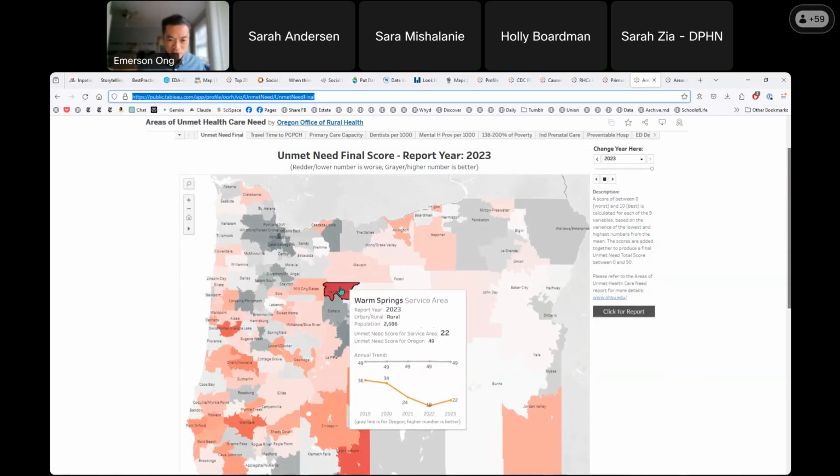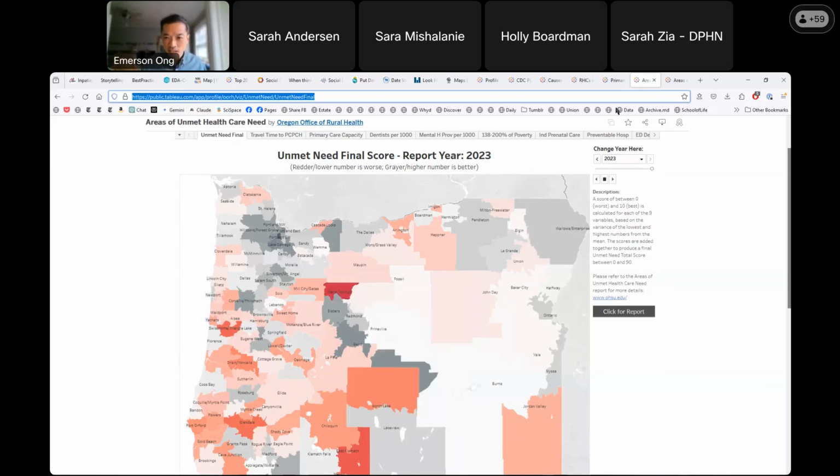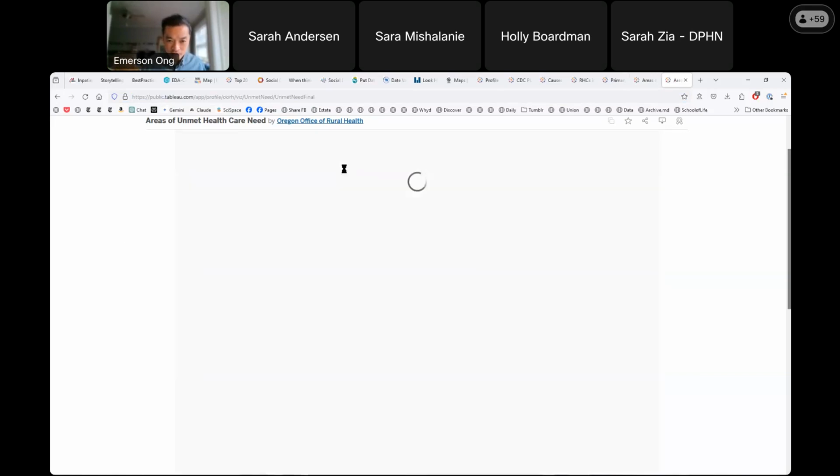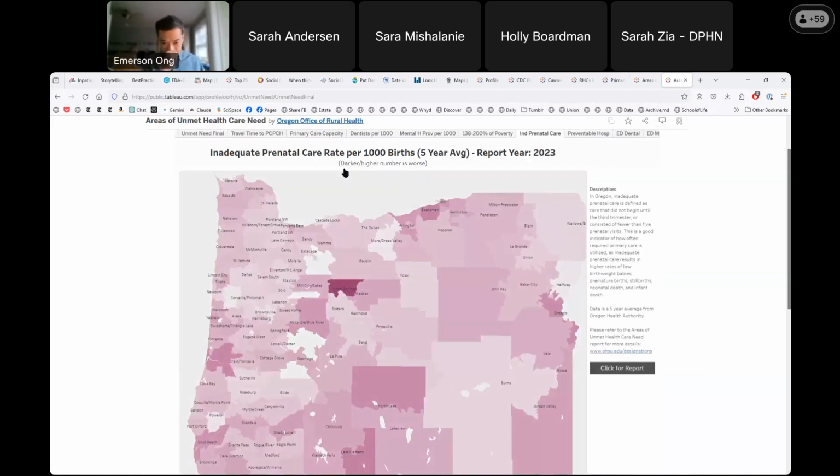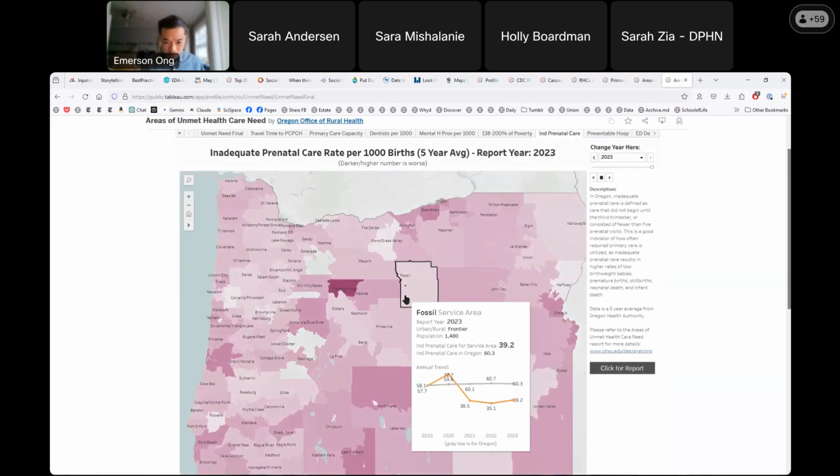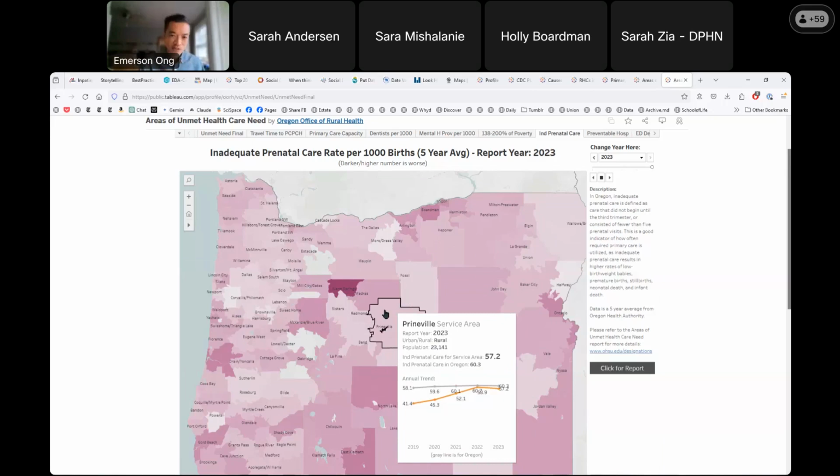When you hover over a service area, it gives you their score for the past 5 years compared to the state as a whole. And that's the same thing for the other variables. I'm going to click on this one, inadequate prenatal care per 1,000 births, and the line graph will show you their results for the past 5 years compared to the state. That's true with all the other tabs on this map.